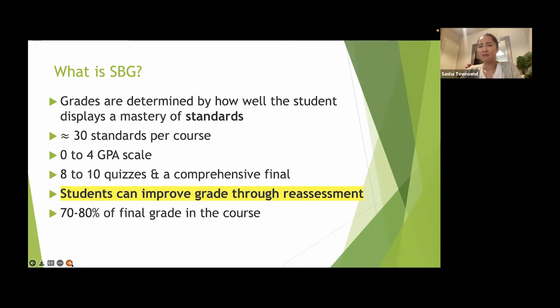70 to 80% of the final grade in the course comes from standards quizzes, and the rest comes from homework and the final exam. That percentage changes based on the course and then based on my experience with the previous semester. And the same is true for that.